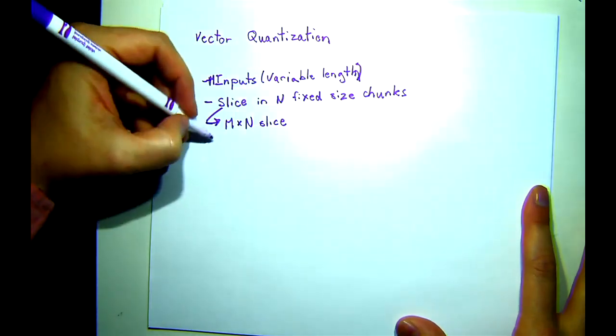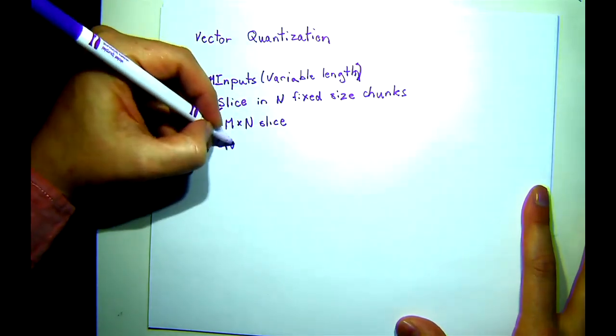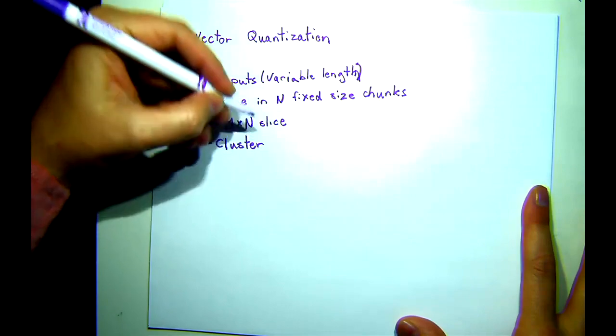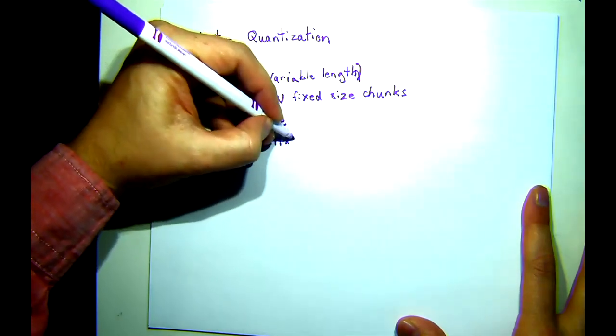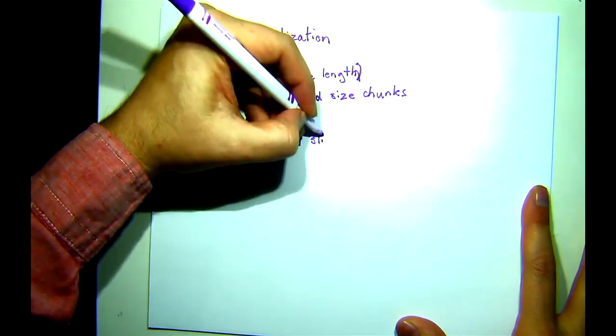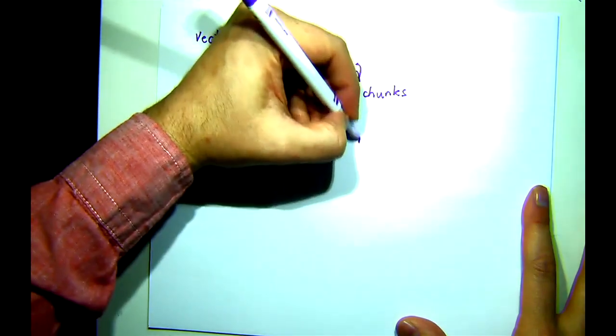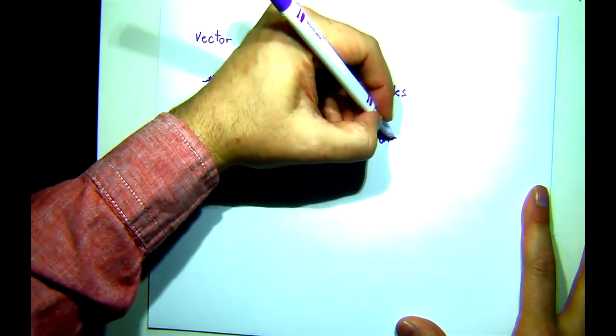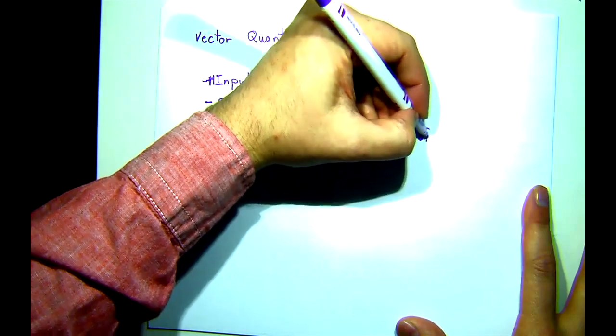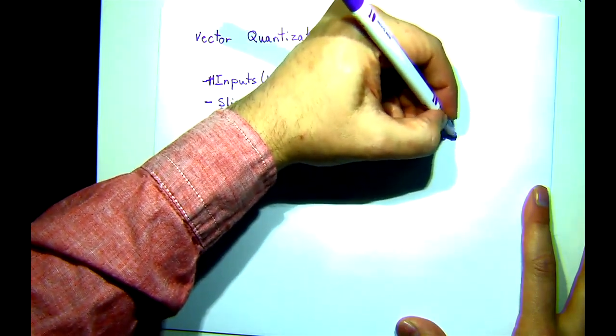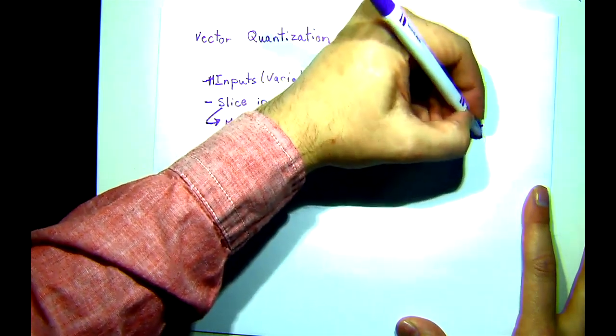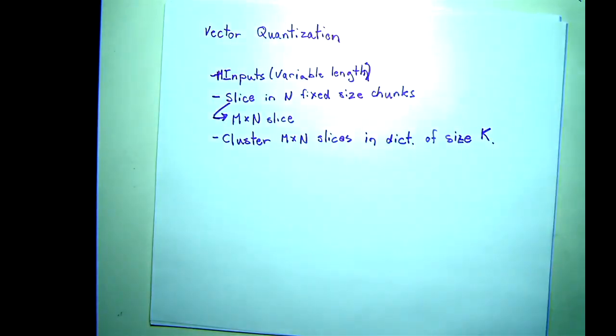And then we're going to cluster the m by n slices into a dictionary of size k. And that will give us our dictionary.